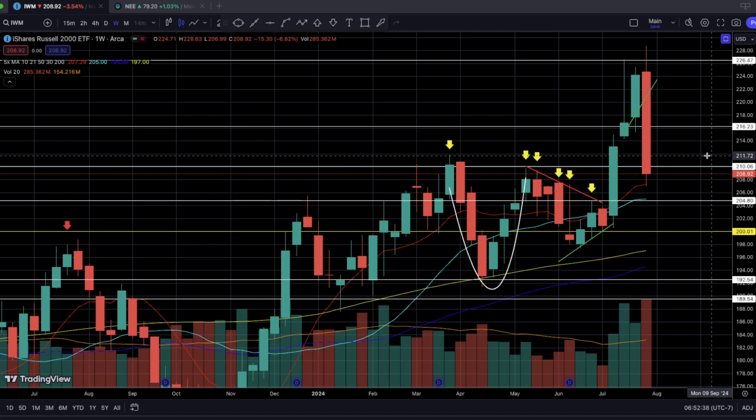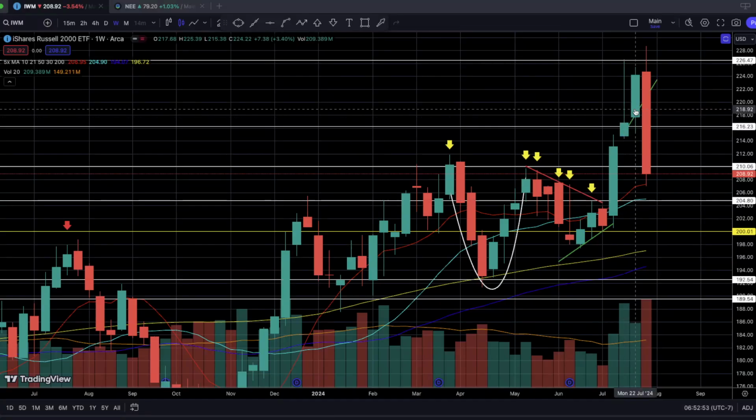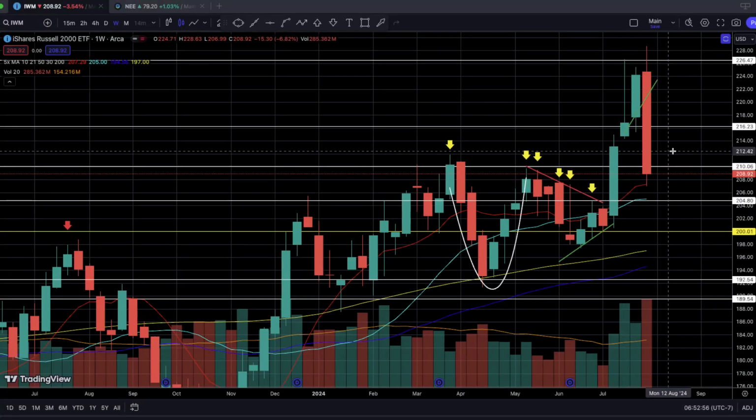But again, obviously, this is very obvious. The weekly candlestick on IWM last week is very, very bad, along with the fact that we had an increase in selling volume. In fact, this is more volume compared to the breakout volume that we saw 3 weeks prior. So, this is obviously not a good look for the bulls in the short to mid term.